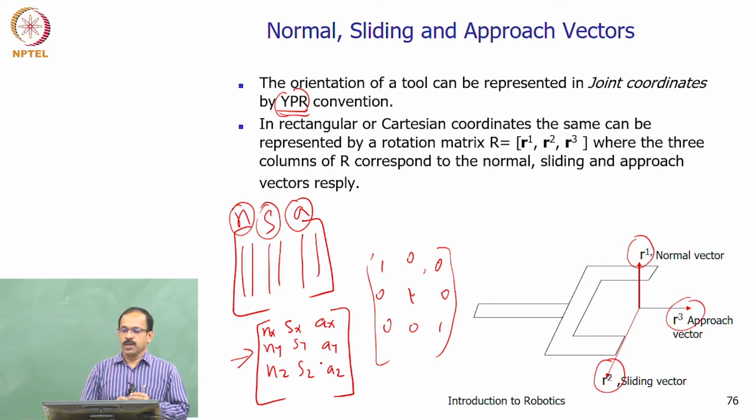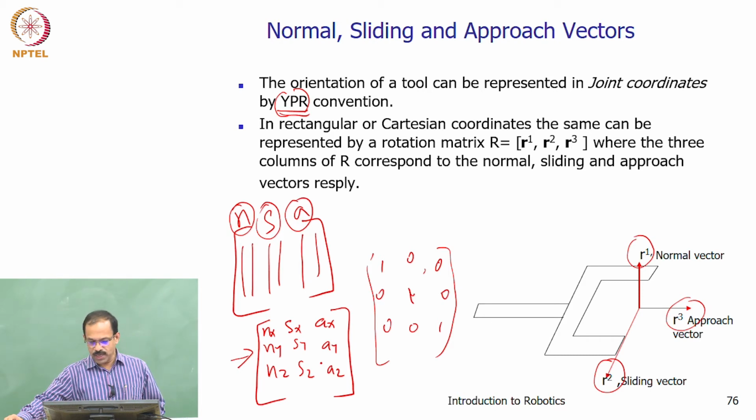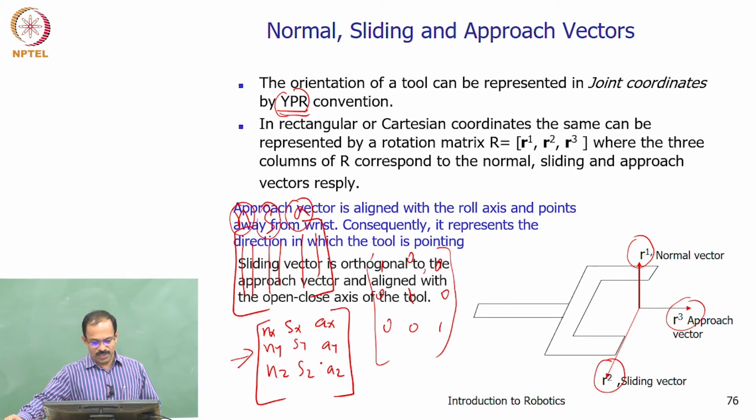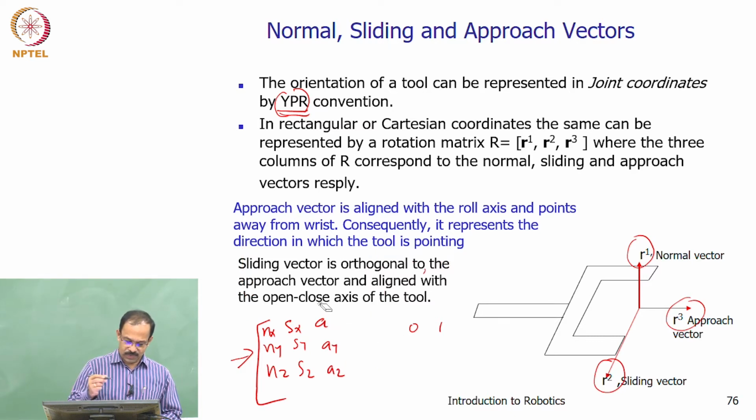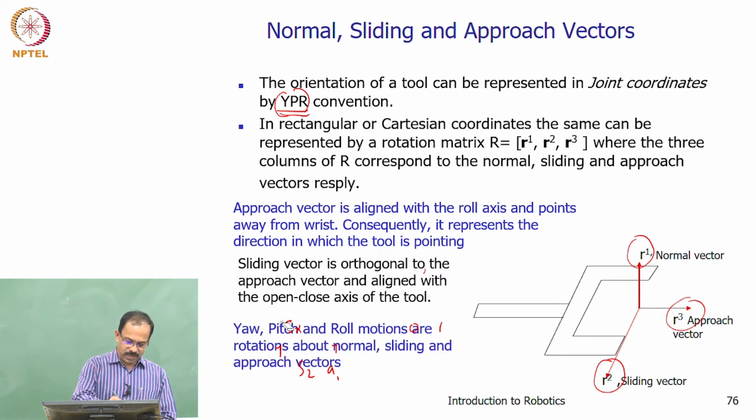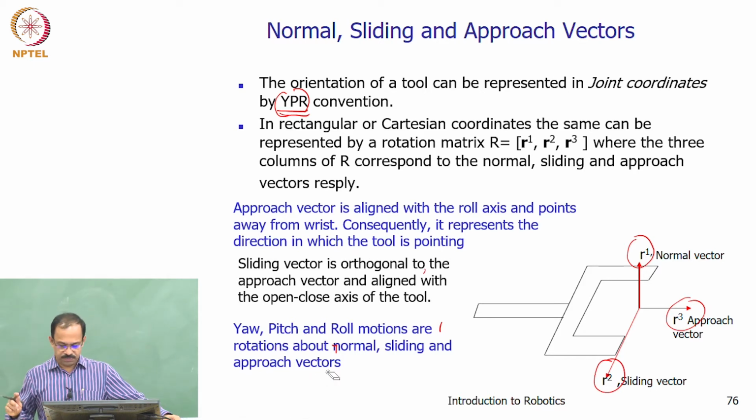Okay. All right. So, once you have understood this, what we need to do is go to the next part. I already mentioned these things, so it is not clear. The approach vector is aligned with the roll axis, and the sliding vector is orthogonal to the approach vector, and yaw, pitch, roll motions are rotations about the normal, sliding, and approach vectors. So, that is what this one says.